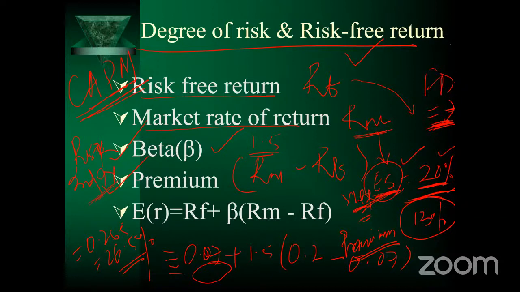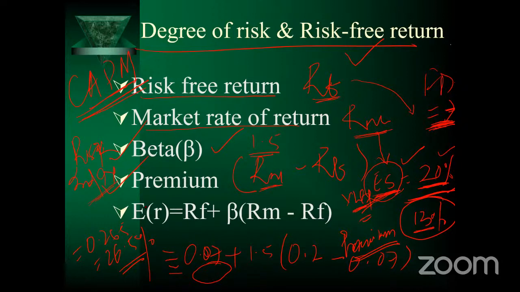Its beta coefficient is given as 1.5. How do we calculate the premium? Without risk you get 7%, with risk I get 20%. So how much extra am I charging? 13%. Why am I charging it? Because I am taking the risk. That 13% is known as the premium. How did it come? 20% minus 7%. 20% is the RM, market rate of return, and 7% is the risk-free rate of return. So 20% minus 7%, that is premium 13%.